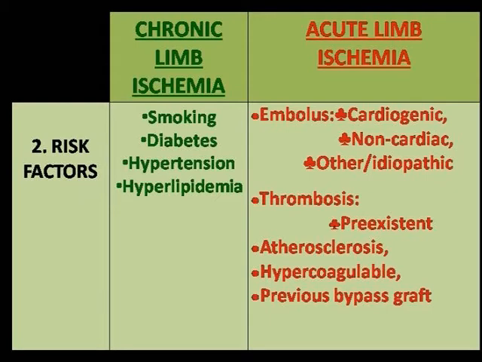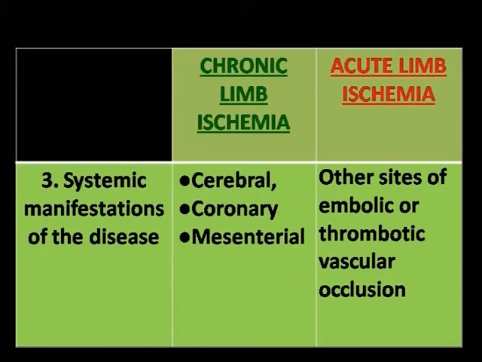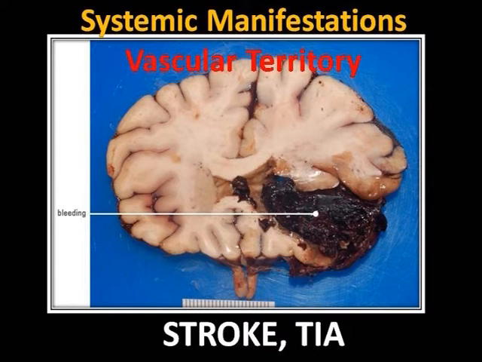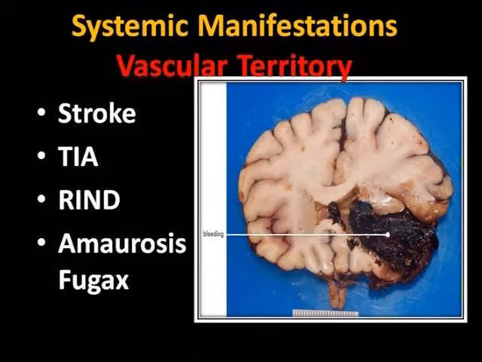The next important thing to determine is whether the patient has any systemic manifestations of the disease. If we look at chronic limb ischemia, we basically divide the systemic manifestations into 3 groups: cerebral, coronary, and mesenteric. For example, cerebral disease could present with a stroke, TIA, RIND, or amaurosis fugax.